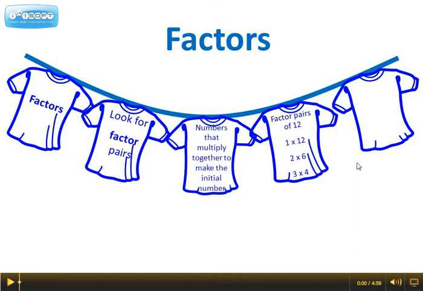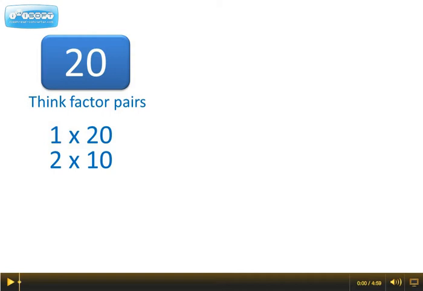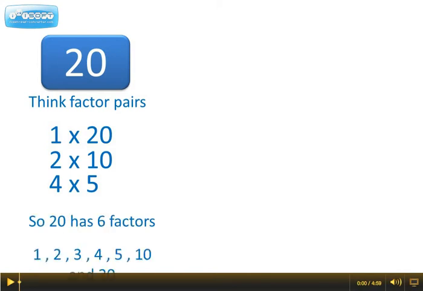So generally what we do then is list the factors. We can see that there's 6 factors and we'd write them in a list. So let's put that into practice. If I take the number 20, think factor pairs and just write them out. So 1 times 20, I know it's in the 2 times table because it's even, and I know it's in the 4 times table. So you do have to be quite good at your times tables to do this quickly. And so it has 6 factors also, and I'll write them out.